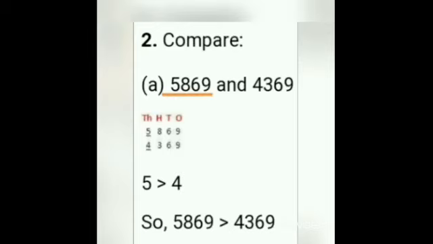In another example, we have to compare 5869 and 4369. We'll start the comparison from the column of thousands. Here you can see that the first number has digit 5 in the column of thousands and the second number has digit 4 in the column of thousands. As 5 is bigger than 4, so 5869 is greater than 4369.